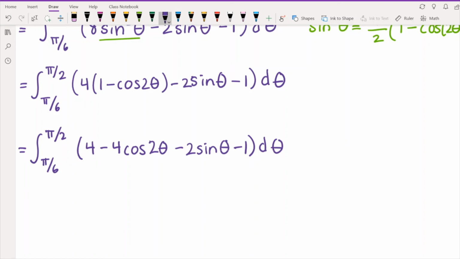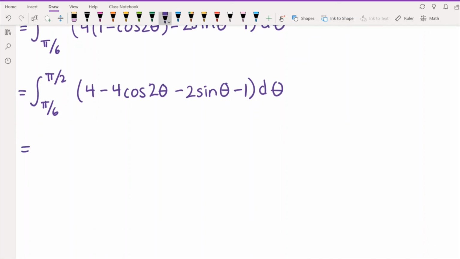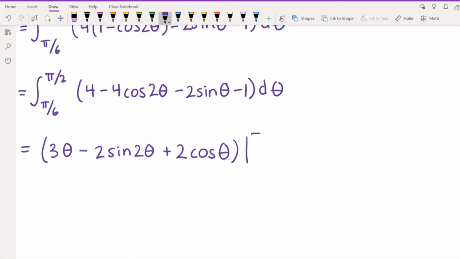And now we can just go ahead and integrate each of these pieces. For the first part, we're going to get 4 times theta. For the second part, the antiderivative would be sine of 2 theta over 2, and then we're multiplying that by 4. So we have 4 times sine of 2 theta over 2, but we can simplify this and rewrite it as 2 times sine of 2 theta. Then, what's the antiderivative of sine of theta? Well, it's negative cosine of theta, so this becomes plus 2 times cosine of theta. And then we have minus a theta, so let's combine that and make this into 3 theta. And we're evaluating this at pi over 2 and pi over 6.